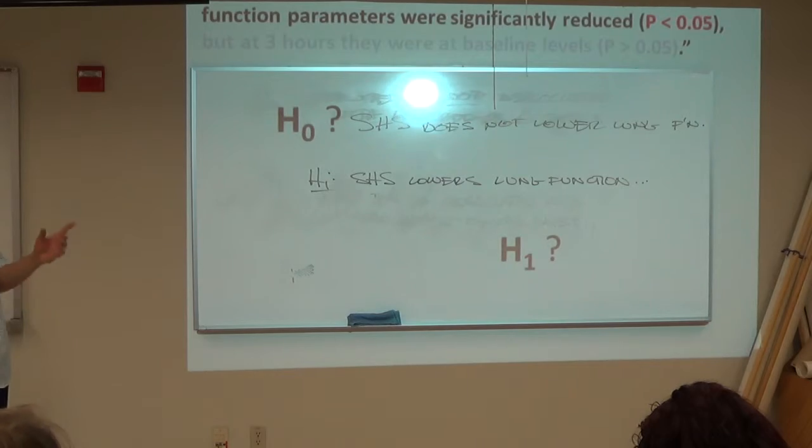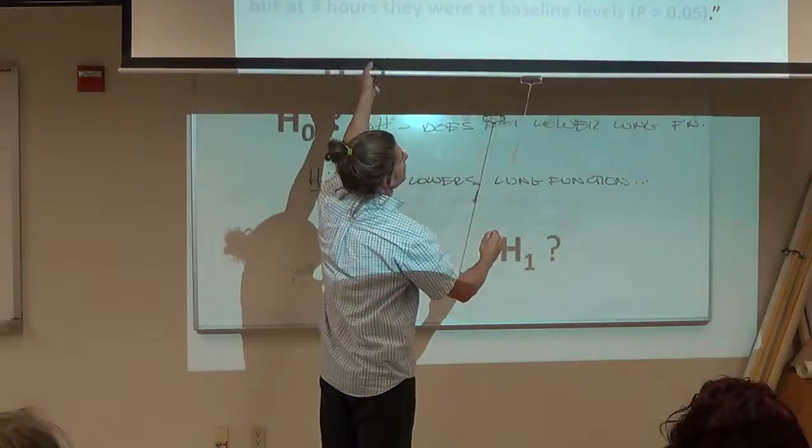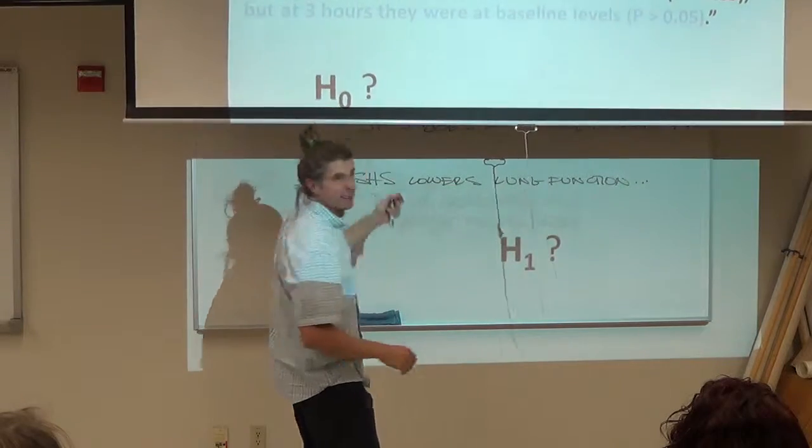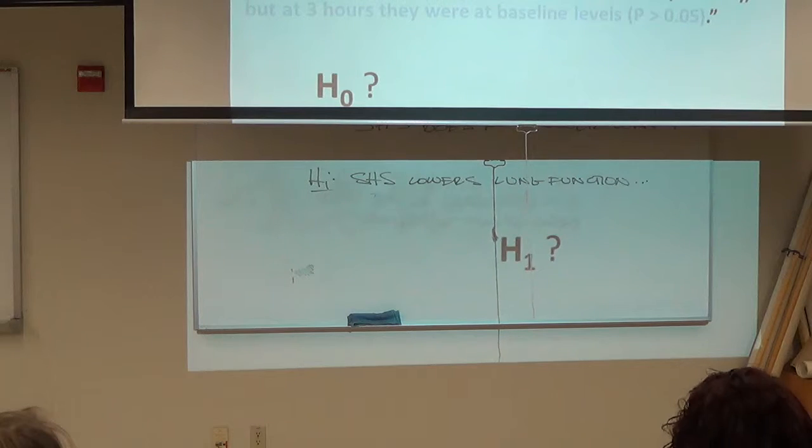Now, let's talk about that p-value that's up there. I'm going to pull this down partially. Let's talk about that p-value of less than 0.05. What does that mean?